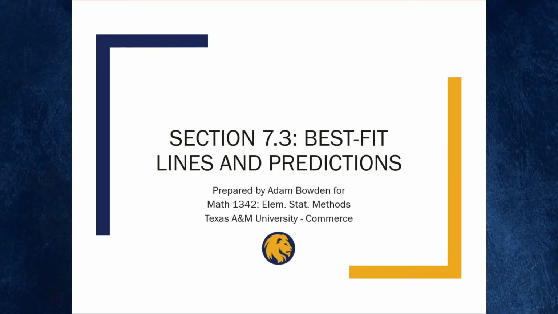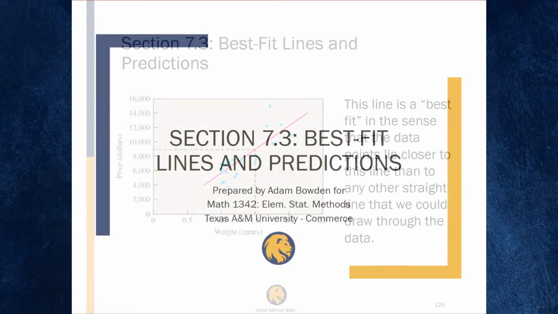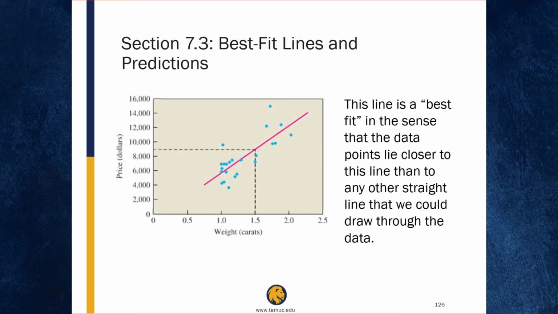In section 7.3, we're going to go further about correlation into the details about the best fit lines and the predictions which can be made with these things. At the end of the last section, I showed the correlation done through Desmos, and we created a line through the scatter plot.